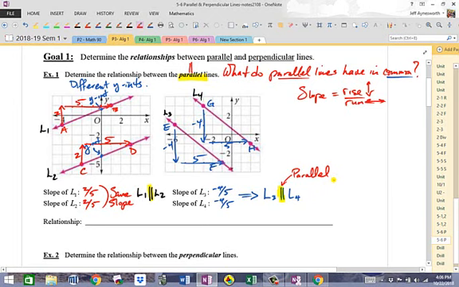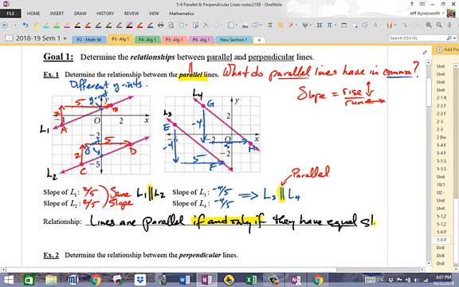Okay? So we can say that if two lines have the same slope, they're parallel, and we can also say if lines are parallel, they have equal slope. Or we can say two parallel lines, or lines are parallel, if and only if they have equal slope. Write it as a biconditional here: lines are parallel if and only if they have the same slope. Keywords here: if and only if. I'm going to use the word equal slopes.